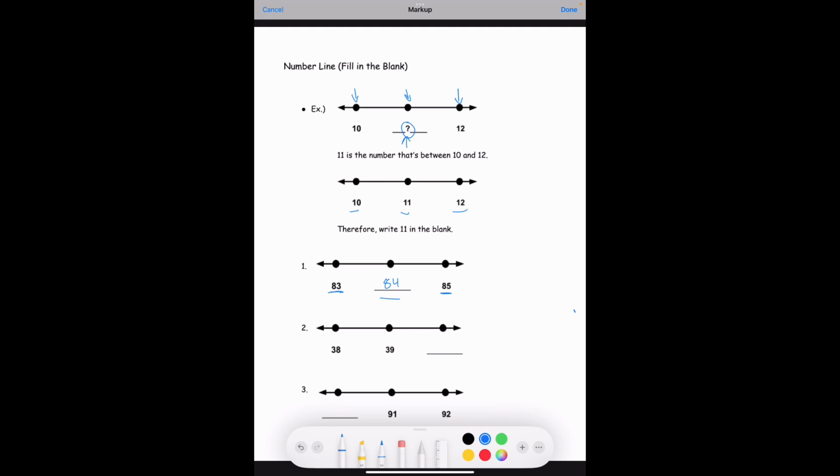Let's look at number 2. Now we're looking for this blank spot right here. Let's count from 38 and 39 in the next number. So 38, 39, and what's the next number? 40. So you'll just write 40 right there. And number 3, now we're looking for this blank spot. And after that, we have 91 and 92 in front. Let's count backwards. We have 92, 91, and subtract one more, which is 90.